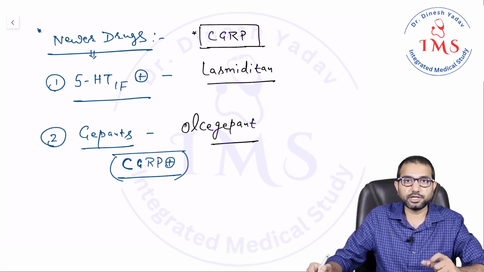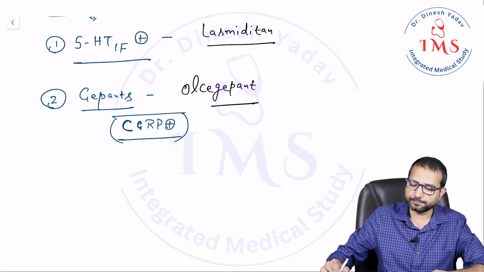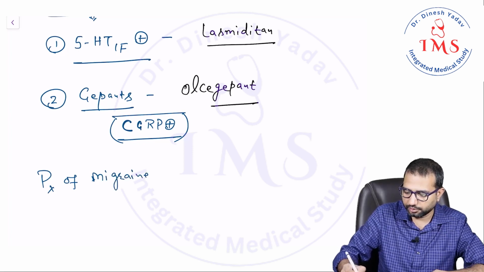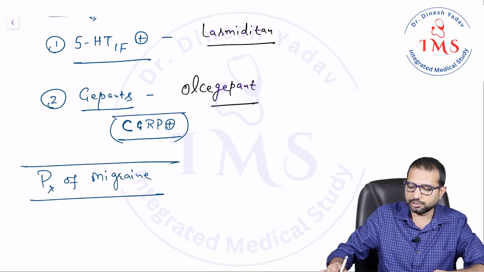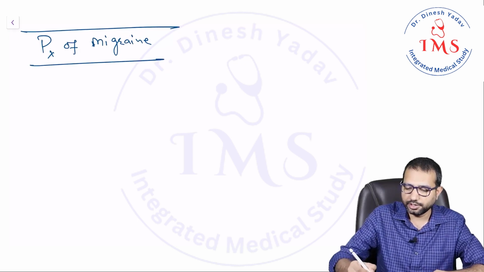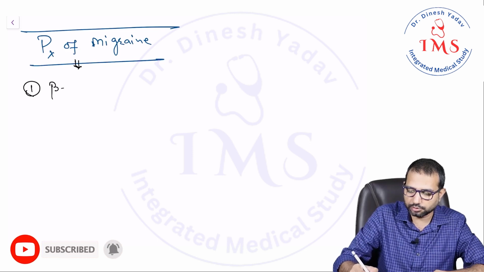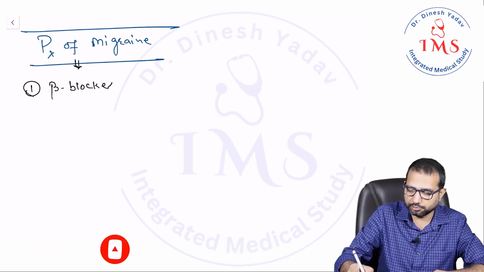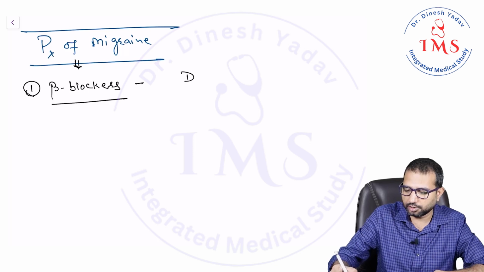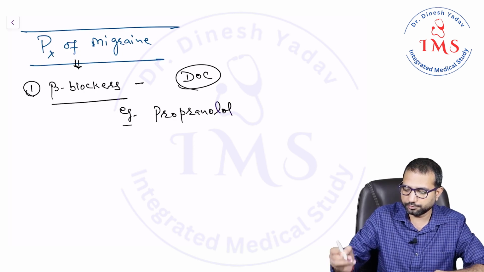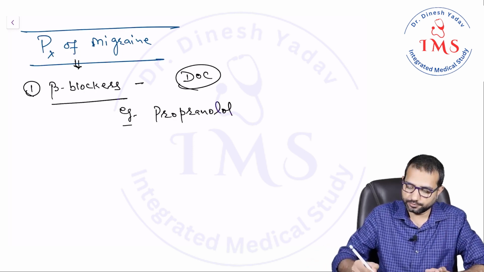After that, we have the drugs for prophylaxis of migraine. So guys, in the drugs for prophylaxis of migraine, we need to remember that the overall best drug is beta blockers. So beta blockers are the drug of choice. Example is propranolol. It is the overall best drug.